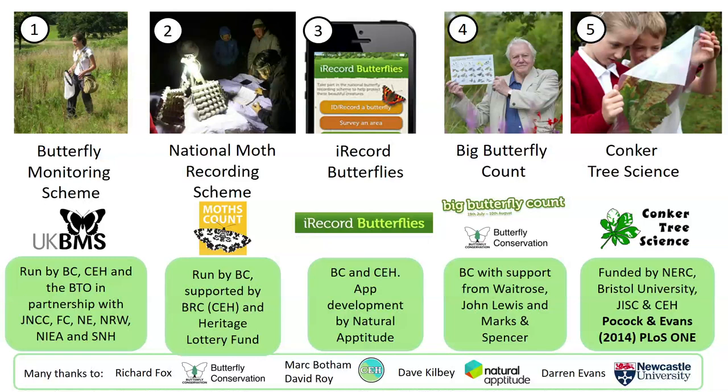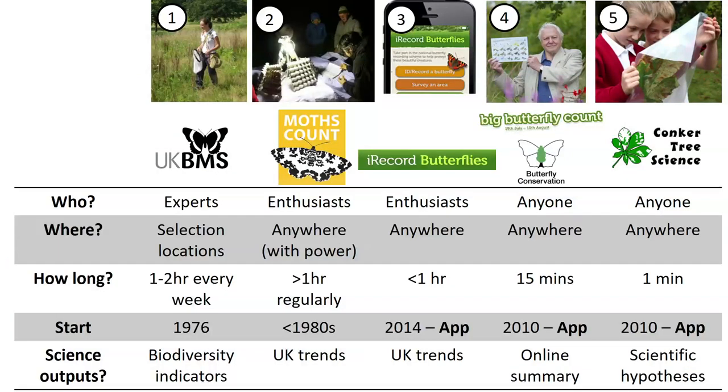And then Conkertree Science is a project that myself and Darren Evans from the University of Newcastle have been running for about 6 years now, which is very much engaging school children but others as well in getting involved in citizen science, both hypothesis-led citizen science, rearing parasitoids from these horse chestnut leaves, but also reporting the level of damage.